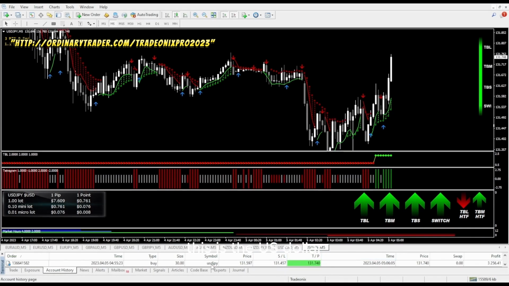This is the US dollar Japanese yen, and on this buy trade, we made $3,256.41. And like I had mentioned before, this was in approximately 15 minutes, just shy of 15 minutes. And this is thanks to the Tradeonix trading system.